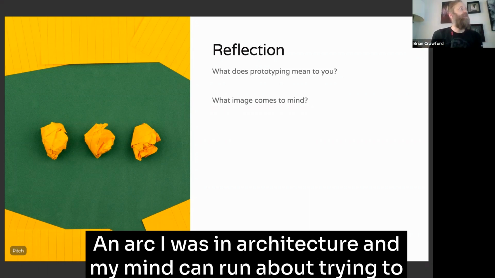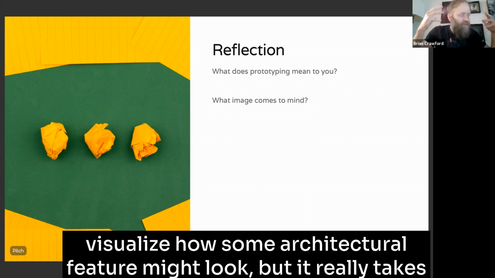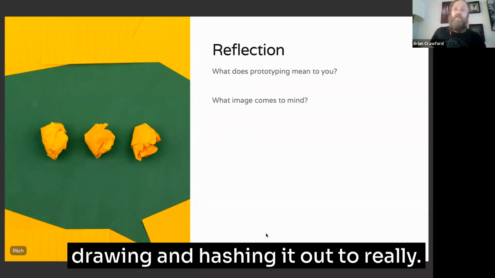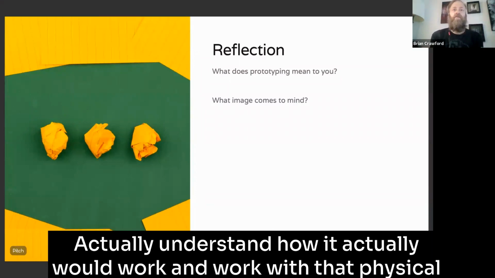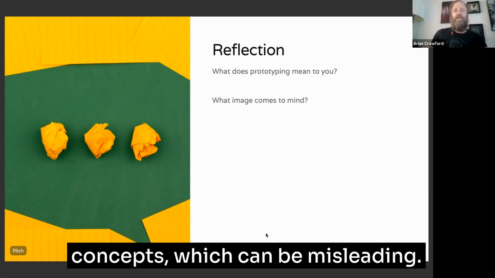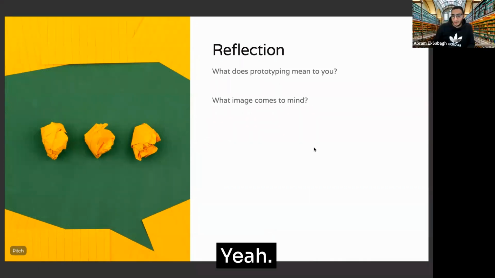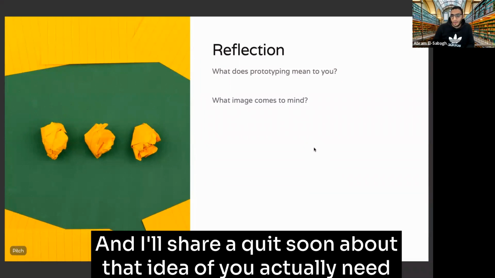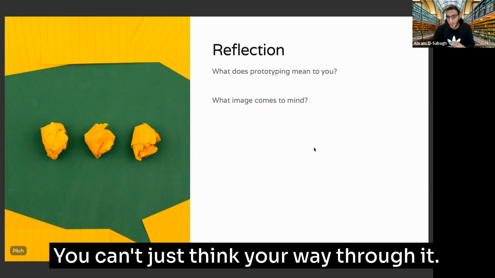I was in architecture, and my mind can run about trying to visualize how some architectural feature might look, but it really takes drawing it, hashing it out to actually understand how it would work. Yeah. And work with that physical representation and play around with that versus just the ideas and concepts, which can be misleading. If that makes sense. Yeah, that's really interesting. And I'll share a quote soon about that idea of you actually need to work your way through it. You can't just think your way through it.